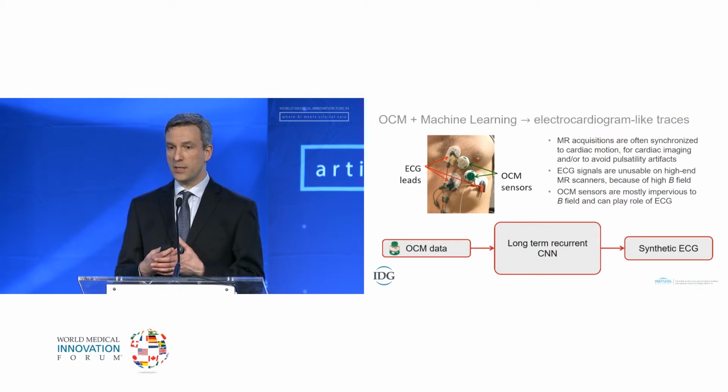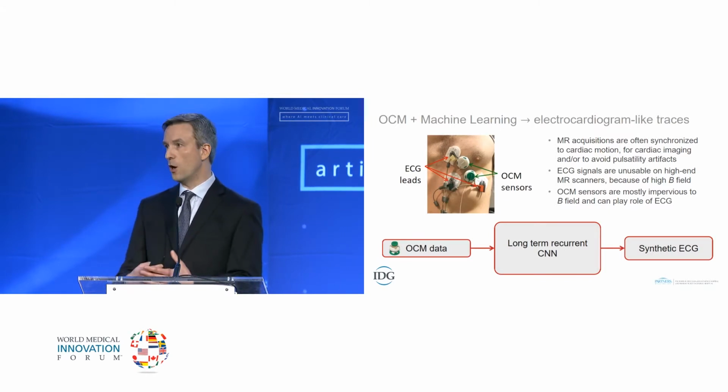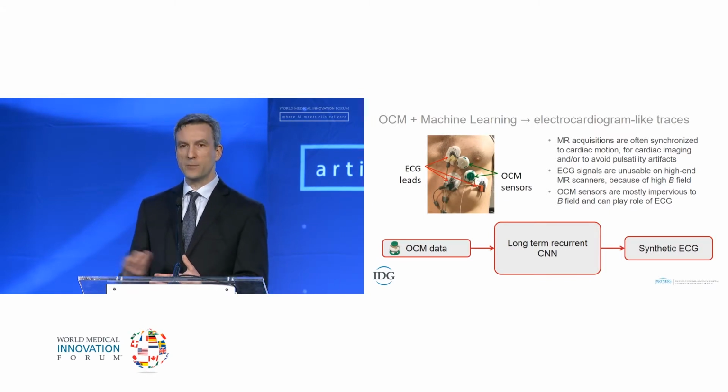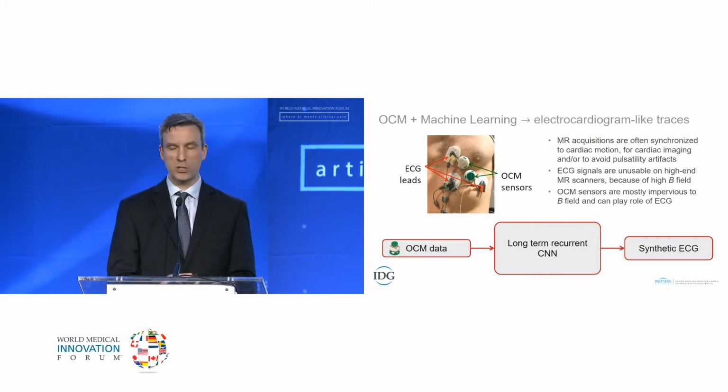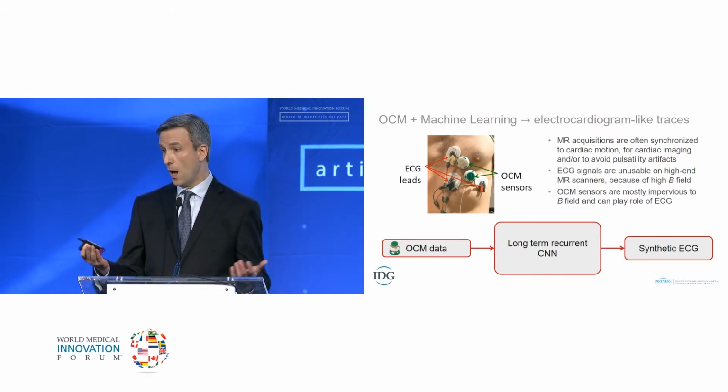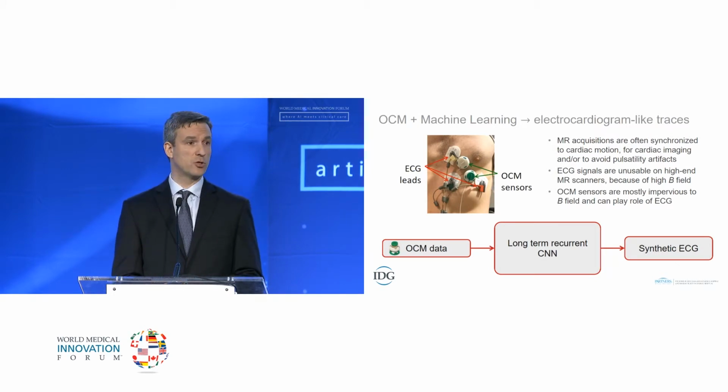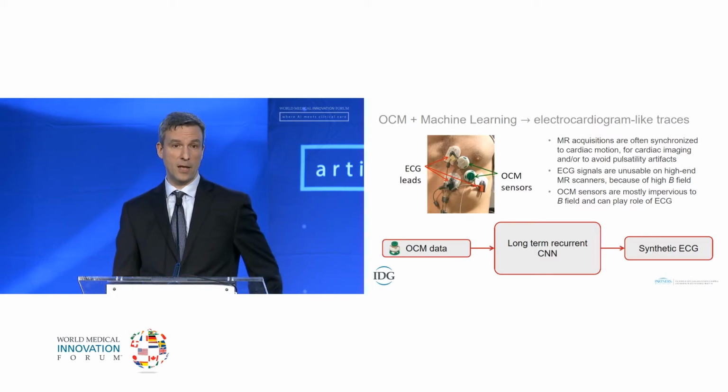However, ECG signals are not available on the fanciest, most expensive MR scanners out there, the ones with the highest field strength of 7 Tesla or beyond. And that's because a high field causes artifacts that overwhelm the ECG signals. However, OCM sensors are essentially impervious to magnetic fields, so they could act as a surrogate to ECG leads, especially on those high-field, high-end MR scanners.